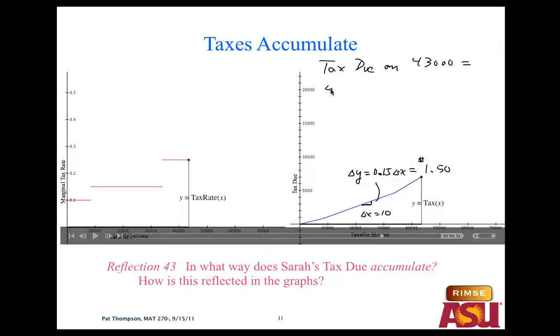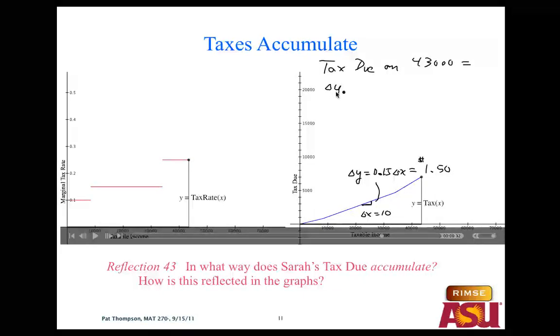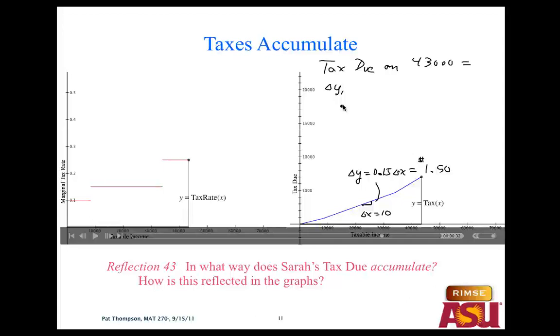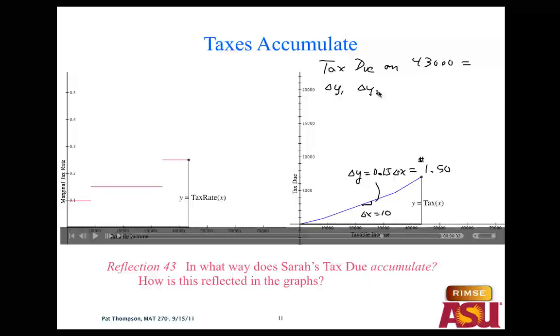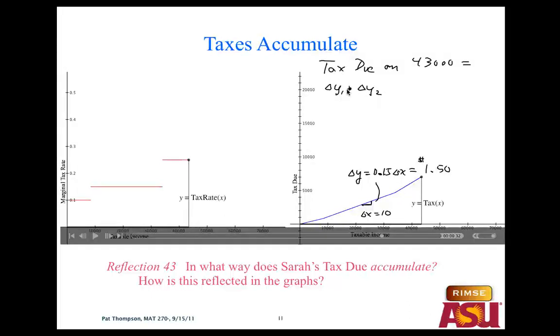How can we represent that dollar? Changes, delta y, call it delta y1, okay? Then the next $10 that you make, how much are you going to owe? How can you represent it? Delta y2. And how do things accumulate? So delta y1 plus delta y2. Yeah, so then we add the next little amount that we owe, right? And then the third $10 that we make.